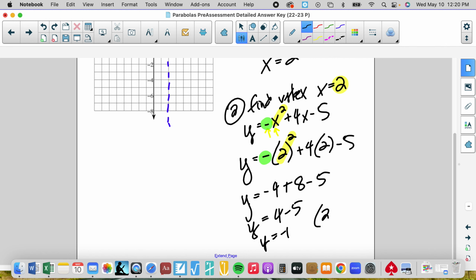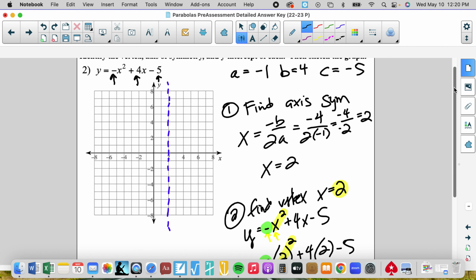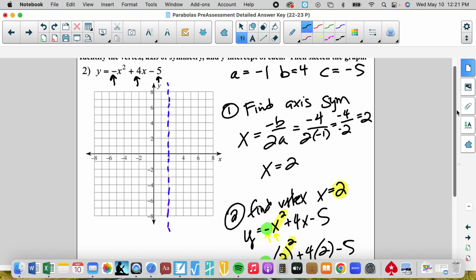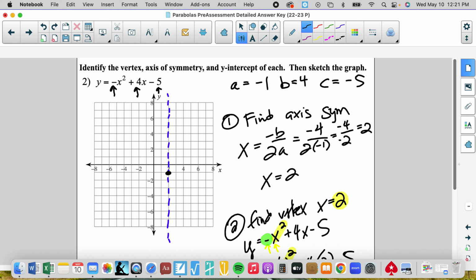So when I plugged in a 2, I got a negative 1. And this is my vertex: 2, negative 1. That takes me right here. And this time I'm going to write this like that. I'm going to write it on top.